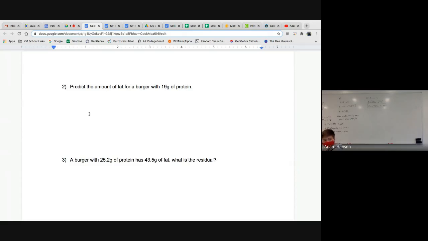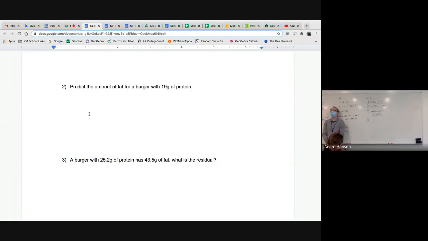Grab my calculator here. We've got 19 grams of protein. So 0.972 times 19 plus 6.782. Remember right, is that 25.25 grams? Yep. You should expect on average 25.25 grams of fat for a cheeseburger with 19 grams of protein. How'd you do?